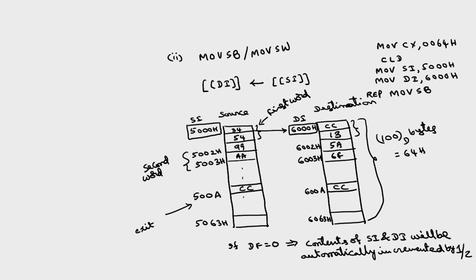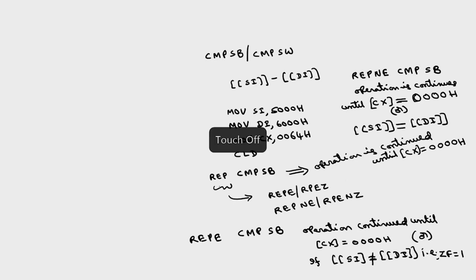Otherwise, if at any point these two have different data, the microprocessor control will quit the string operation. So these two are opposite to one another. This will continue if CX is not equal to 0 and SI is equal to DI. Okay, so this is about repeat. There are three prefixes: repeat, repeat equal, repeat not equal.